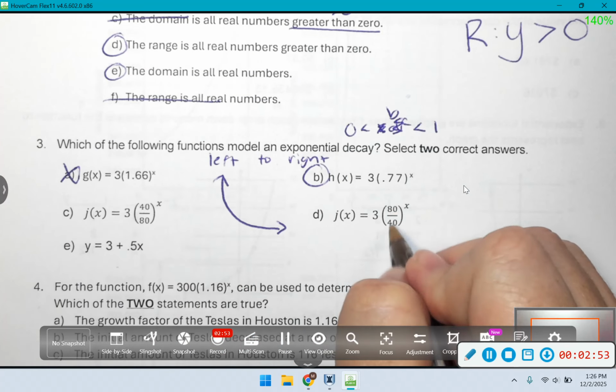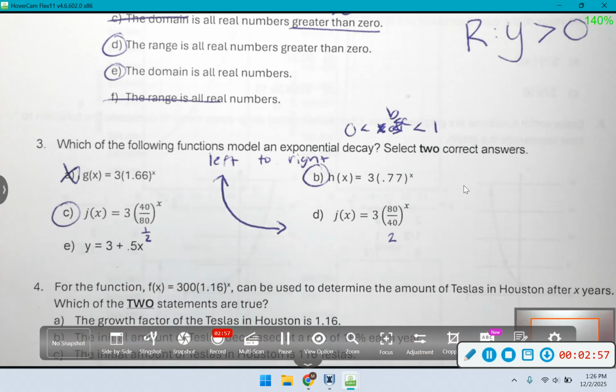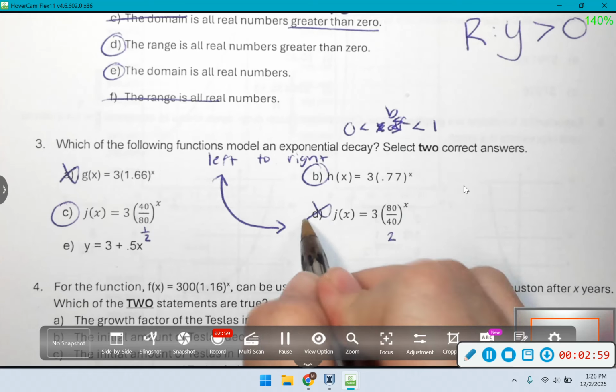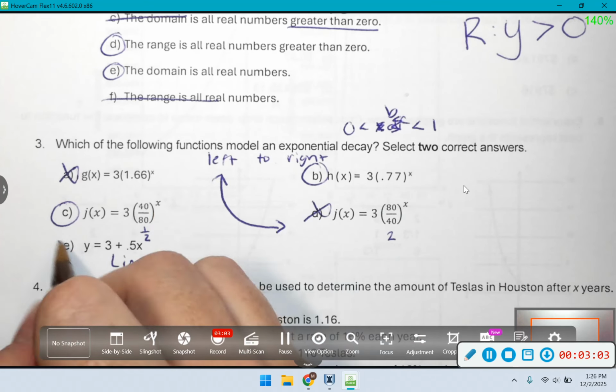Okay, now we're going to look. Well, 80 divided by 40 is 2. 40 divided by 80 is a half. So this is also decay. This is growth. And this is linear because there's no x as the exponent. So that's wrong also.